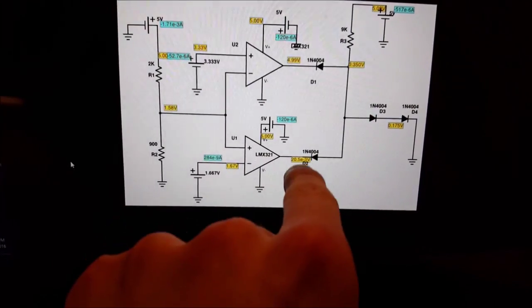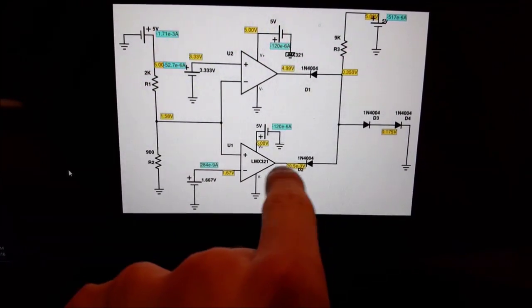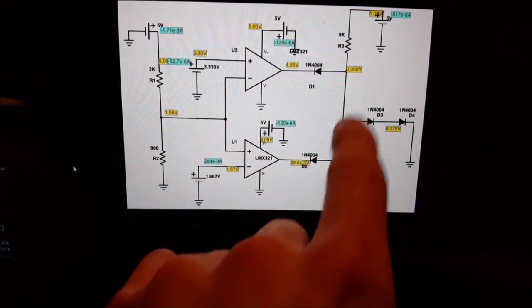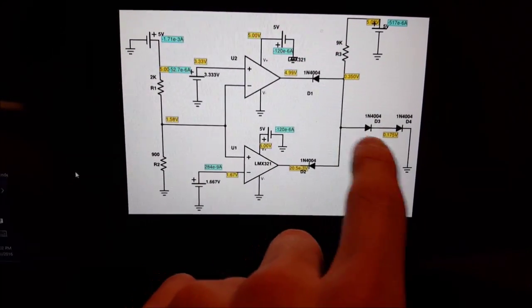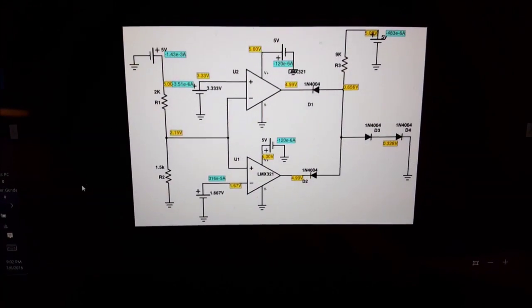This is a min function. This has the lowest value, basically 0. So that's the only diode that's turned on. These are not turned on, so the output should be basically 0 amps.